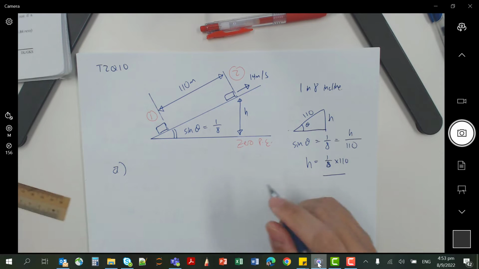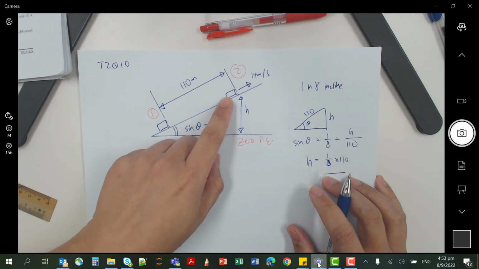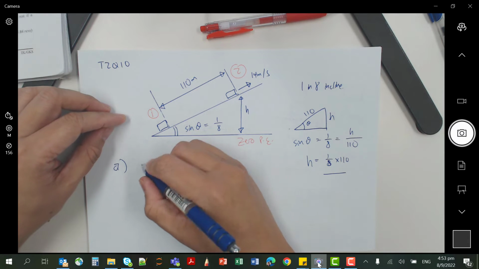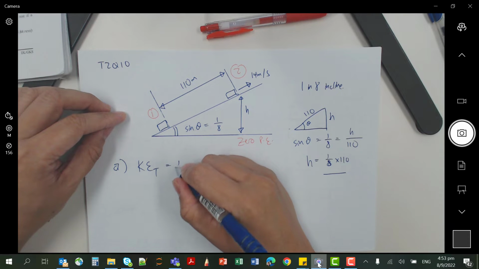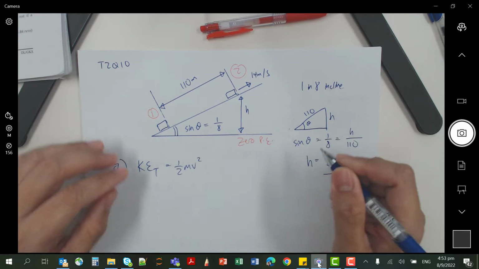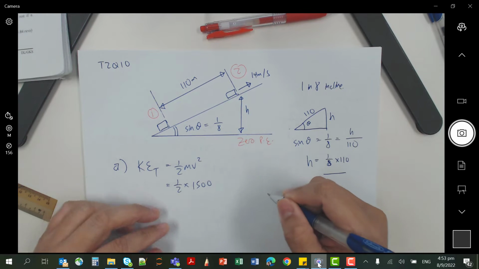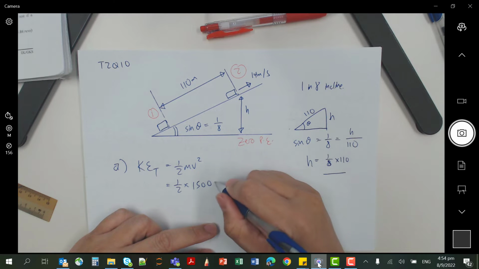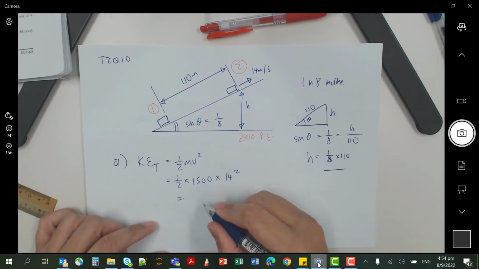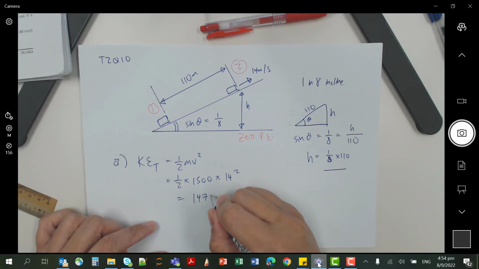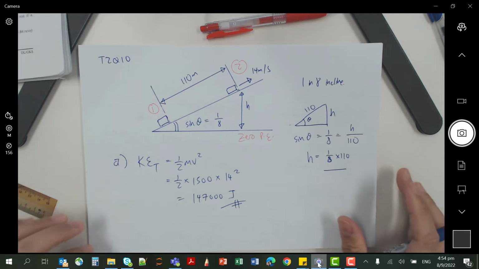So let's go part by part first. Find the kinetic energy when the speed is 14 meters per second, which means find the KE here. KE translational is simply half mv squared. Half times the vehicle is 1500 kilograms, times 14 squared. So this will give you 147,000 joules.